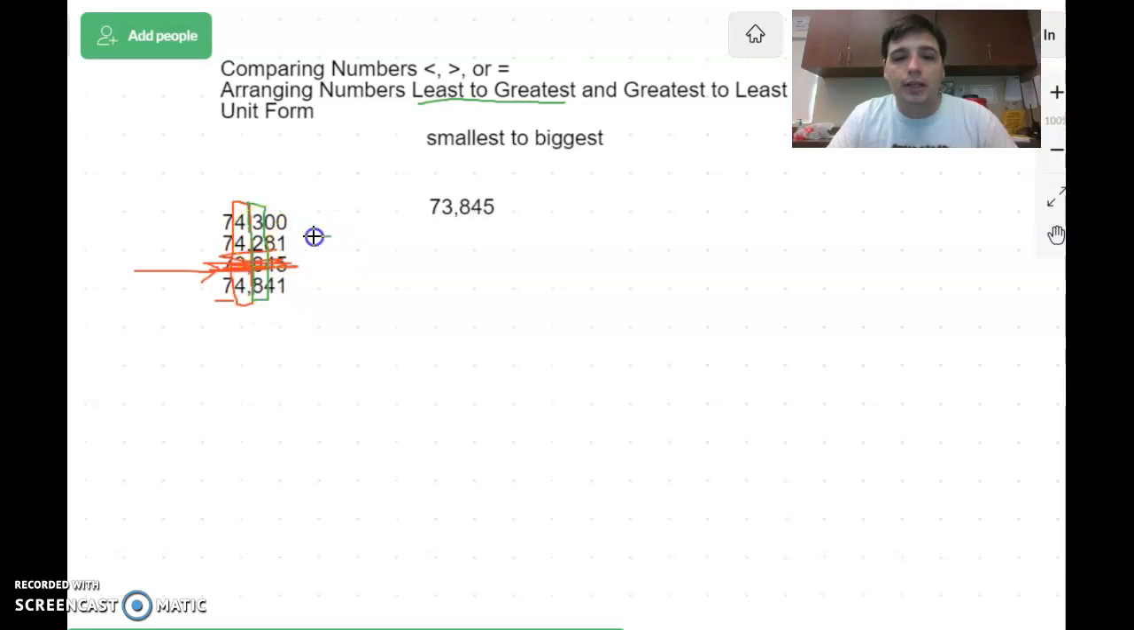I know that 2 is the lowest number, so that will be second. I know 3 is next, that's third, and I know 4 will be this one because it has the 8 in the hundreds place. I can keep going here and I can finish my answer. Now I have everything labeled.